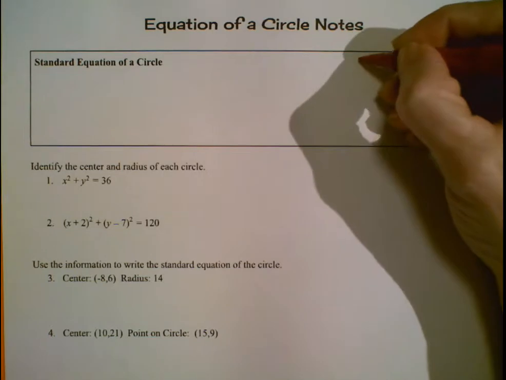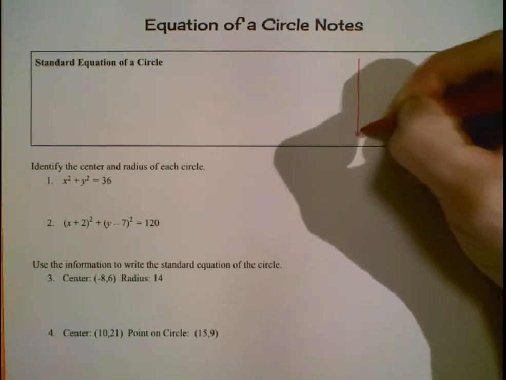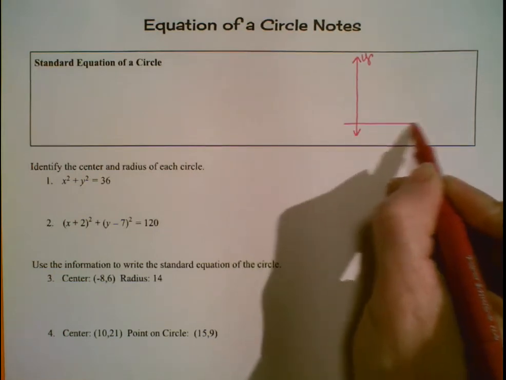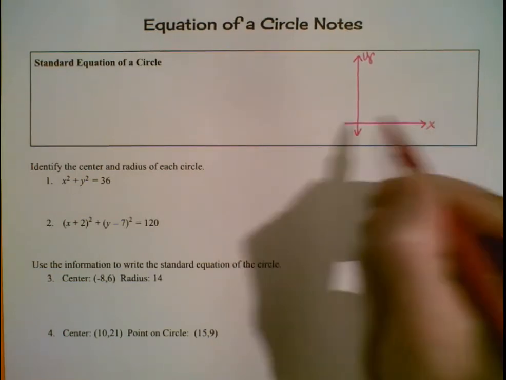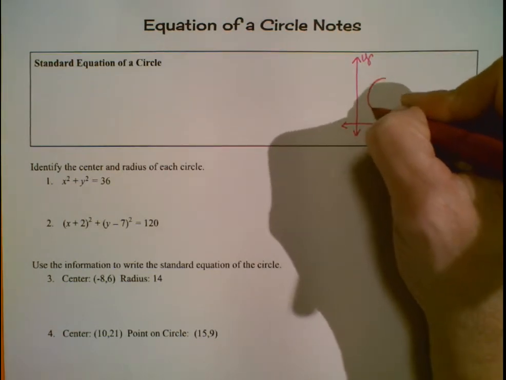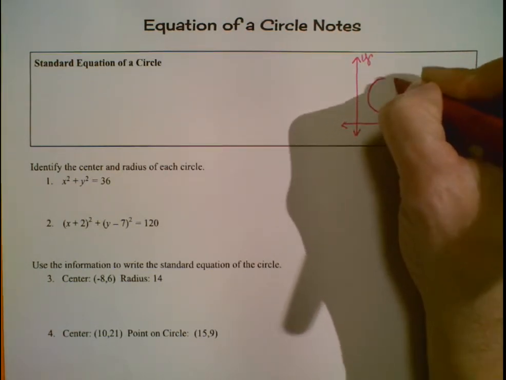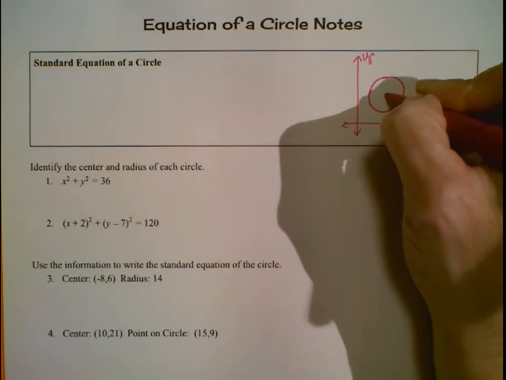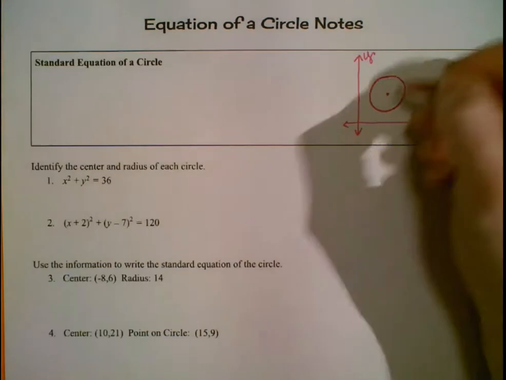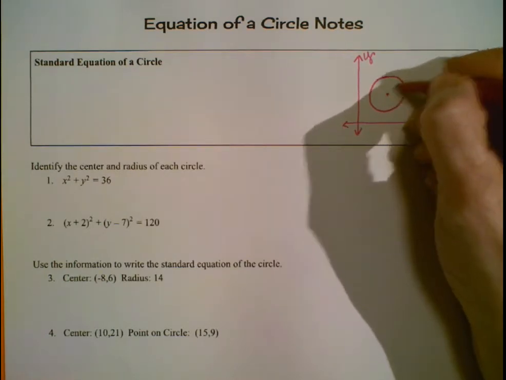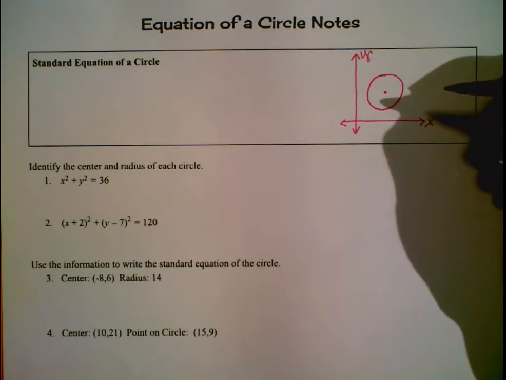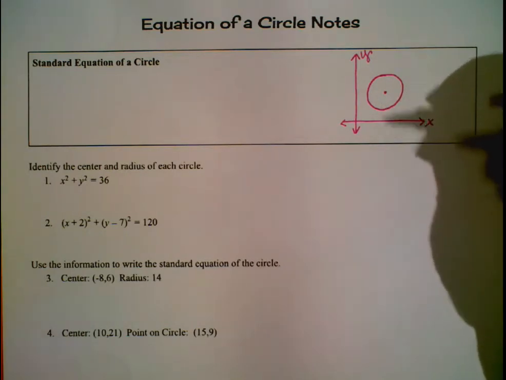So by the coordinate plane, remember that means we have our set of axes. So we'd have the y-axis and the x-axis. And somewhere in that plane, we have a circle graphed. Now the circle may intersect the axes. It may not. I'm drawing it as if it doesn't. Of course, we have the center point, and the circle has some radius. The center and the radius determine the equation of the circle.